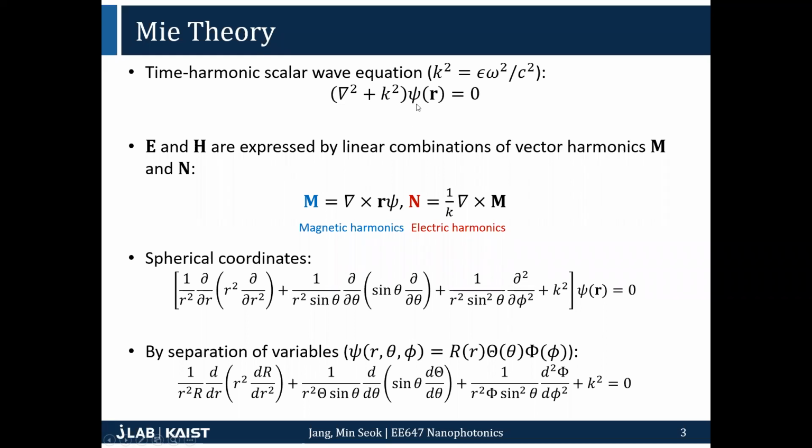And that is enough, because the electric field and magnetic field can be expressed by basically taking the curl of this scalar function. If you take r psi and take the curl of it, this is called magnetic harmonics, which is a vector. And then if you take the curl of m, you get what's called electric harmonics. The electric field and magnetic field are written as a linear combination of these vector fields, so all you need to do is solve for psi.